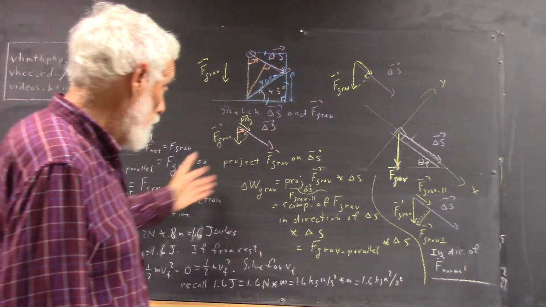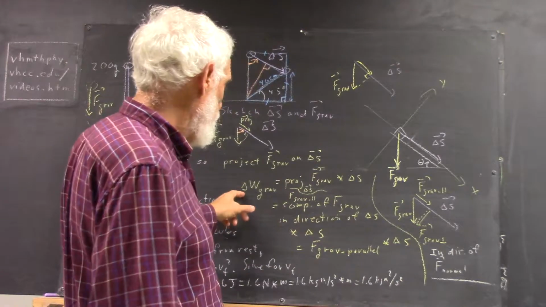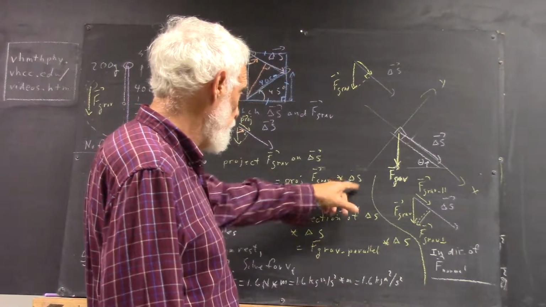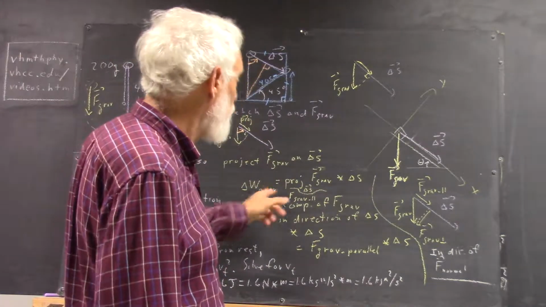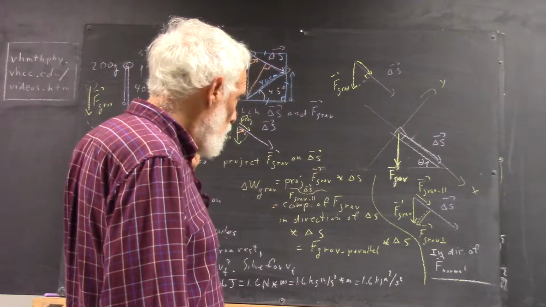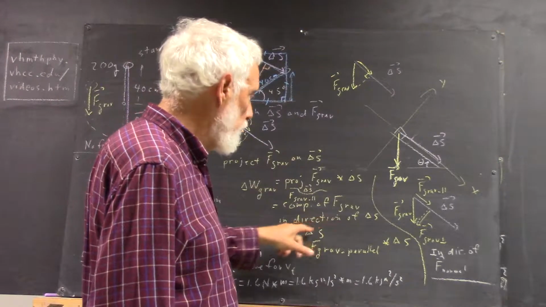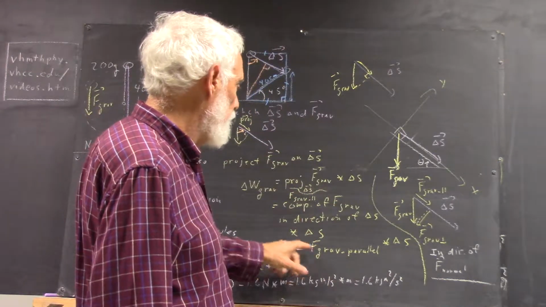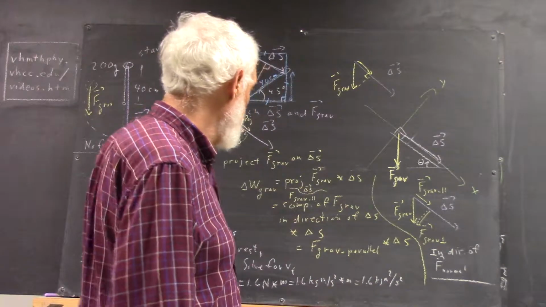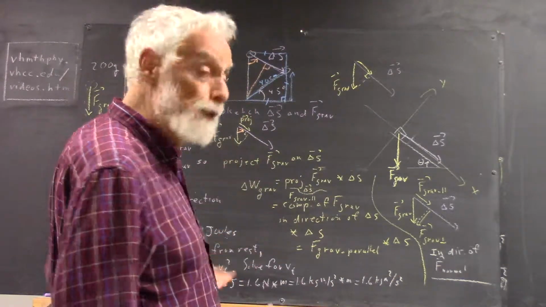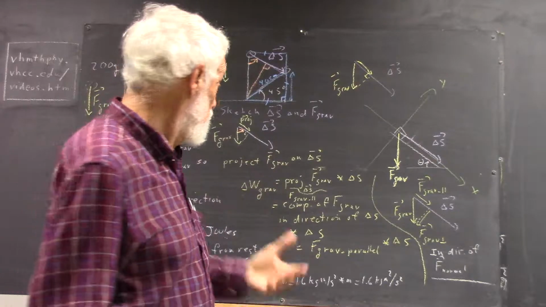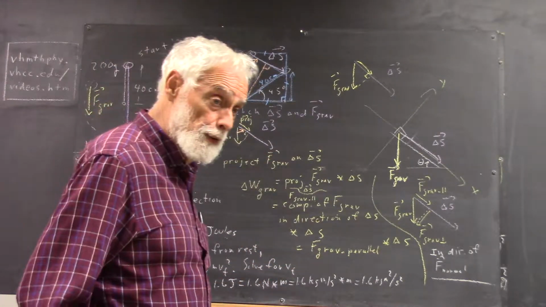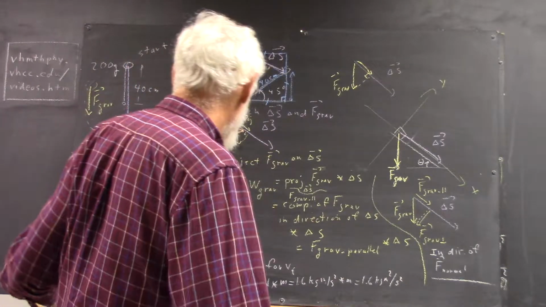Okay, so that's very easy, and that ultimately comes out, we multiply the scalar projection of the gravitational force on delta S by delta S, which means we're multiplying the component of gravity in the direction of delta S by delta S, and we can take that as F grav parallel times delta S. Very easy to calculate as long as you know the magnitude of the projection and the magnitude of delta S, but we don't know either one. How do we find them?